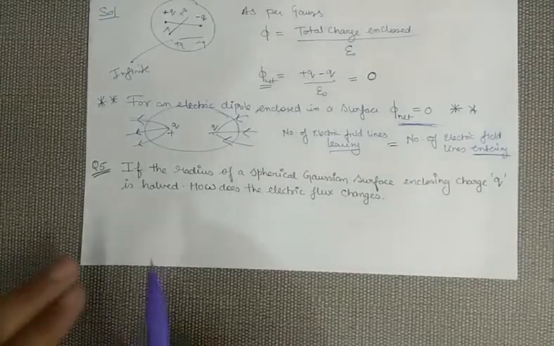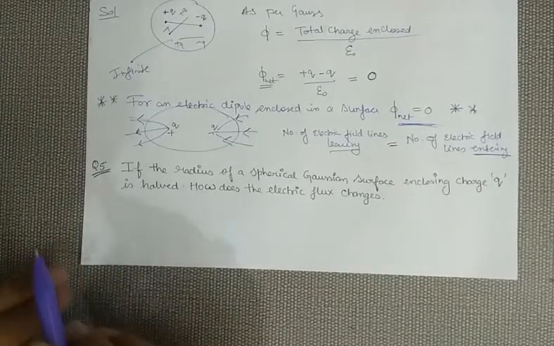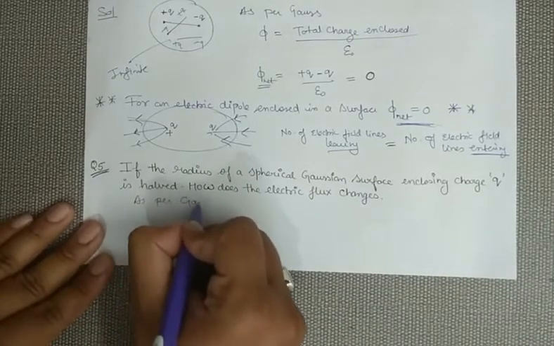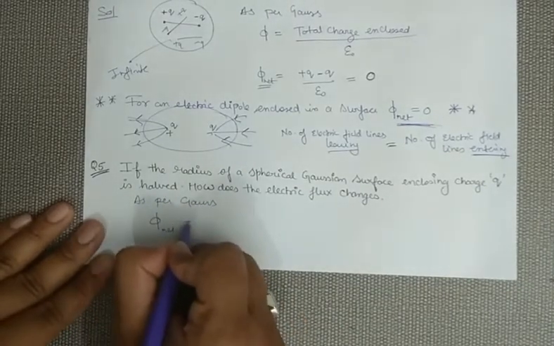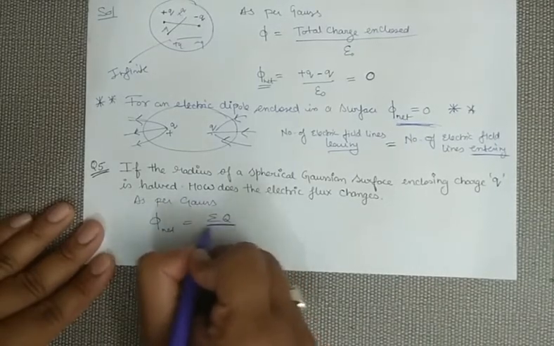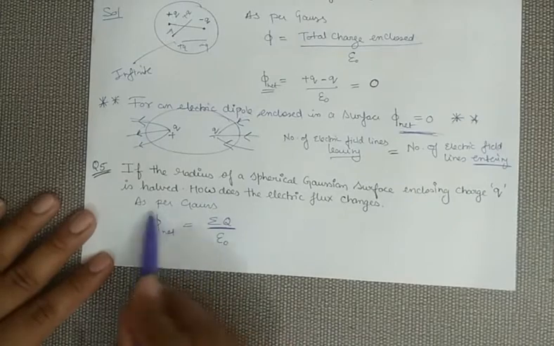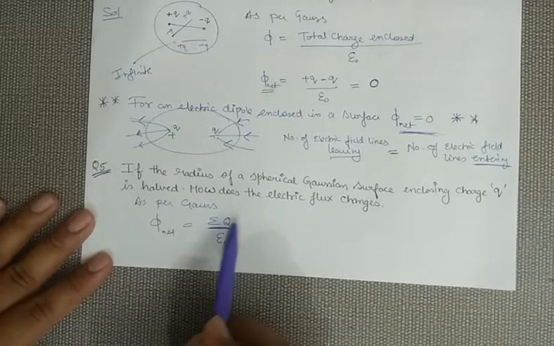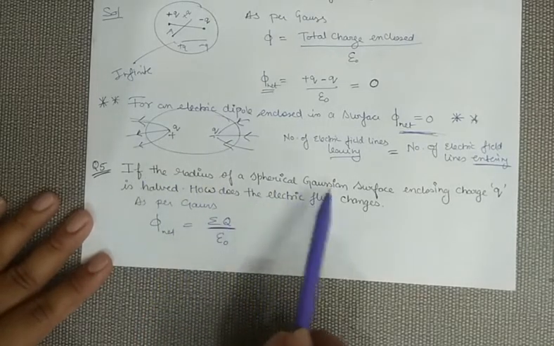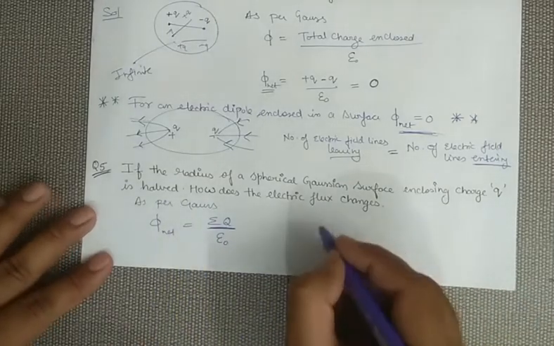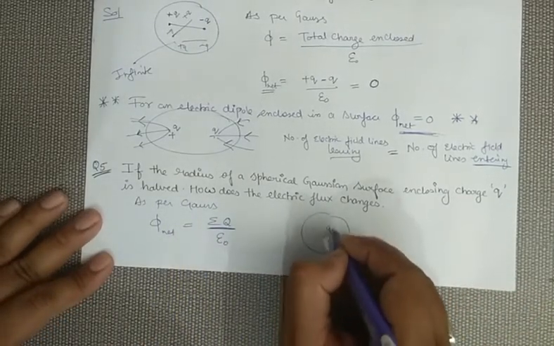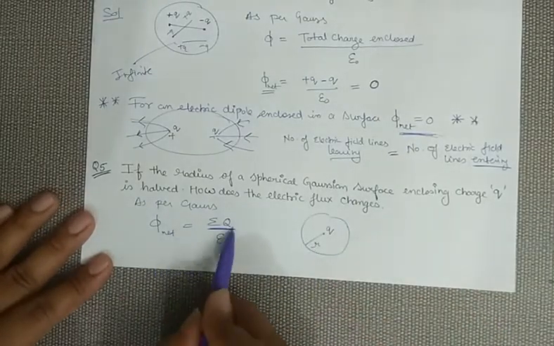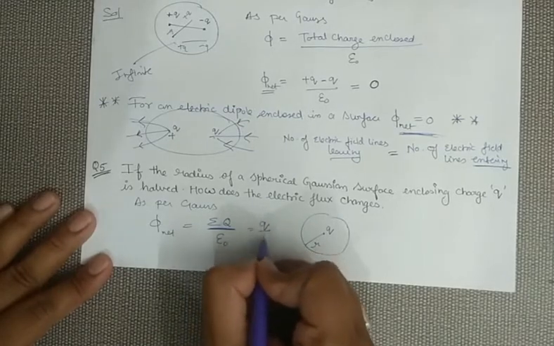This is also a very simple approach. I have told you in my last lecture also that using Gauss law, as per Gauss we know that net flux is total charge divided by epsilon naught. In this formula you can see the size of the Gaussian surface does not matter. They are saying that the radius of the sphere enclosing the charge is halved. Now suppose this is the sphere, this was the charge q, and the radius of the sphere is r. So we know the flux equals q by epsilon naught.